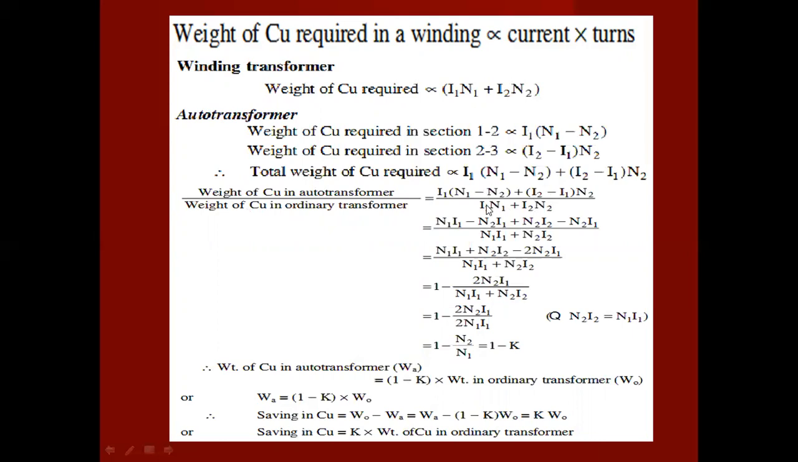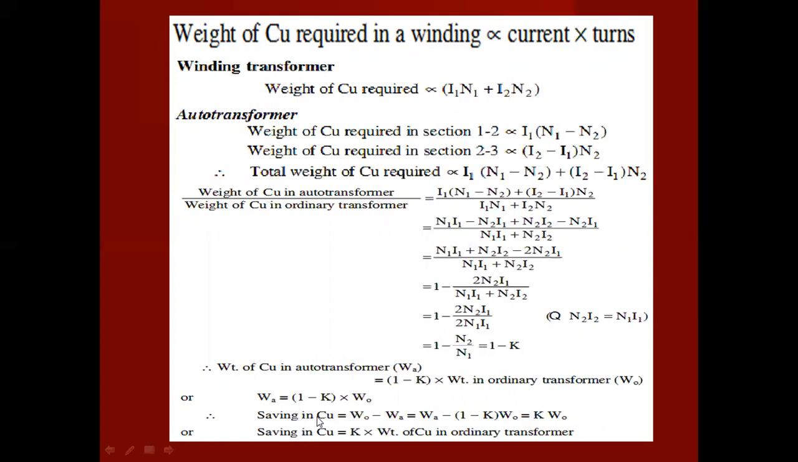We just put those values, and after calculating, we get an equation, 1 minus 2 N2 I1 divided by N1 I1 plus N2 I1. So you all know N2 I2 equals N1 I1. After putting those values in this equation, we will get 1 minus N2 by N1, that is 1 minus K. So weight of the copper in autotransformer is (1 minus K) into weight of the copper in ordinary transformer. So WA, for autotransformer, equals (1 minus K) into W0, that is the ordinary transformer.